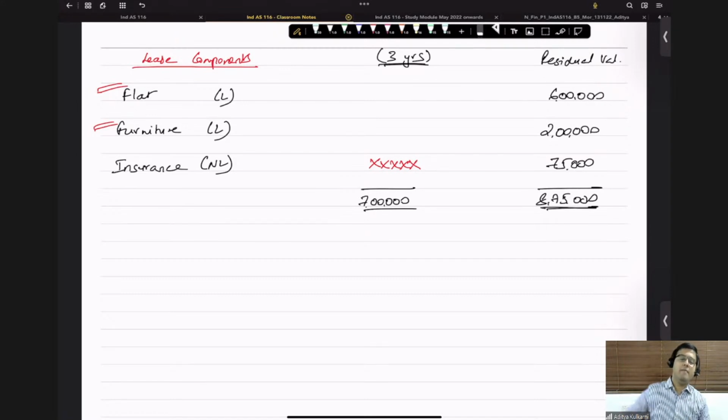It may be possible I may have flat, furniture, maintenance, and insurance. In which case, to maintenance I will allocate, to insurance I will not allocate. Is it okay? All right, Manini has confirmed. Suppose instead of insurance, we write it as contribution towards property tax. What are you going to do? Property tax.